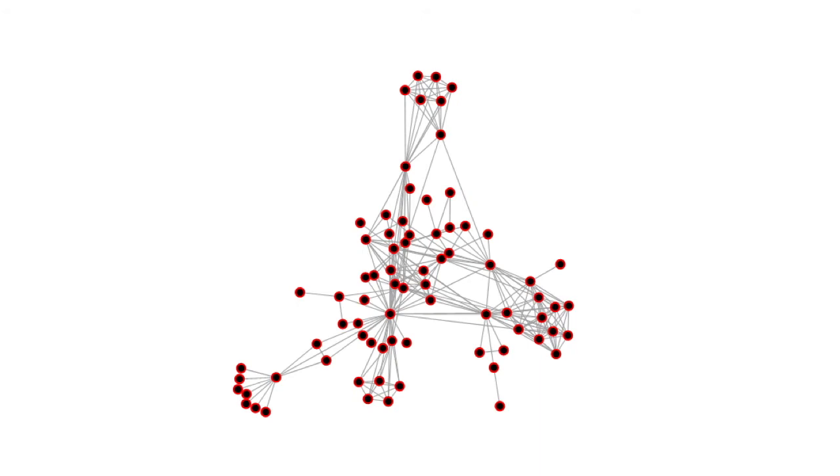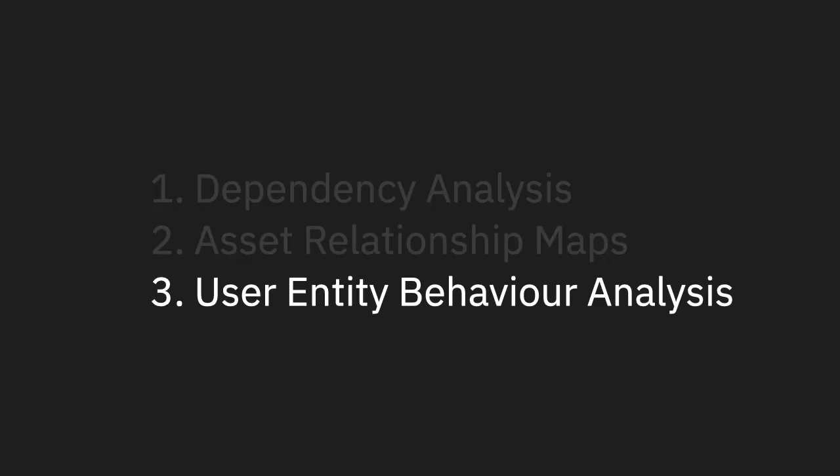There's nothing wrong with an interactive but static graph. Just because you're using physics doesn't mean you have to show it. For our asset relationship maps, the use of hierarchical layouts can highlight the flow of data and information through a network. The final use case I want to introduce today is that of user entity behavior analysis.